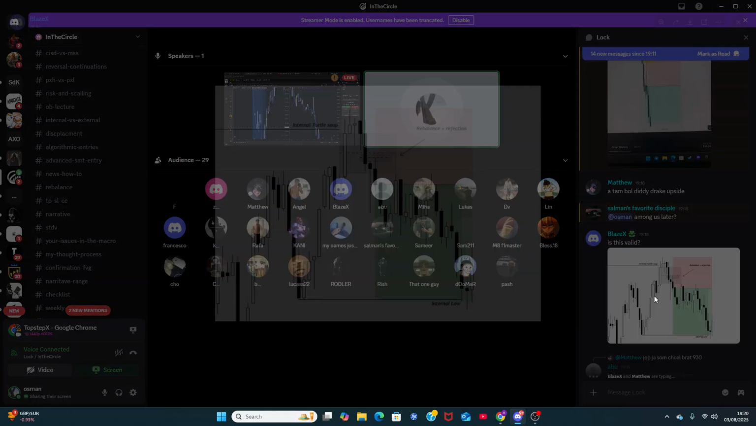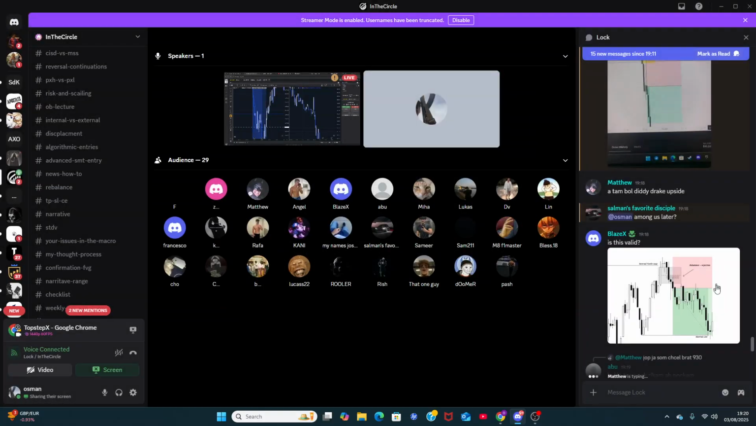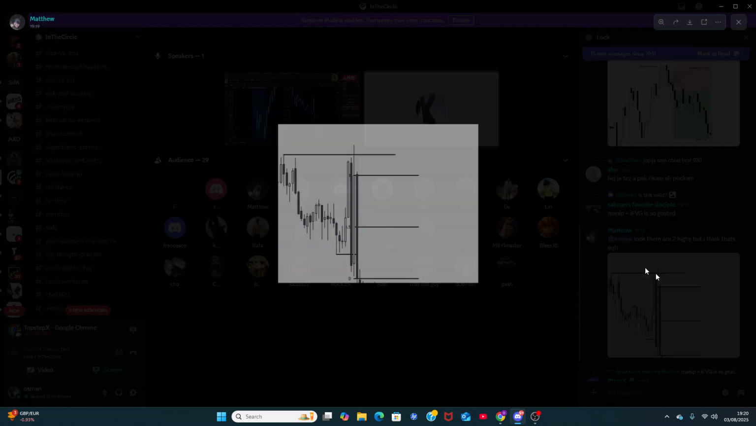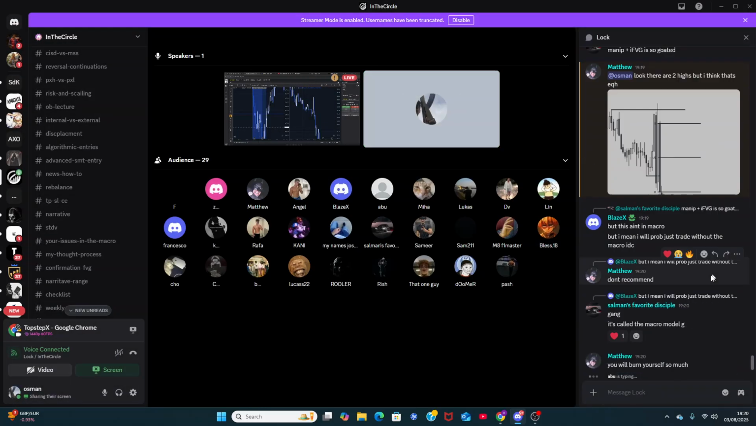Is this valid? Internal to rejection rebalance. Yes, see, he didn't pattern trade the BISI disrespect. We had the internal toe tip at the top. We actually got the BISI disrespect, and then you entered off displacement. Perfect. That's valid. Look at the two highs, but I think that's equal highs. Yeah, I think it is. That probably formed equal highs, then actually took it out. The FX replay is just a bit weird.